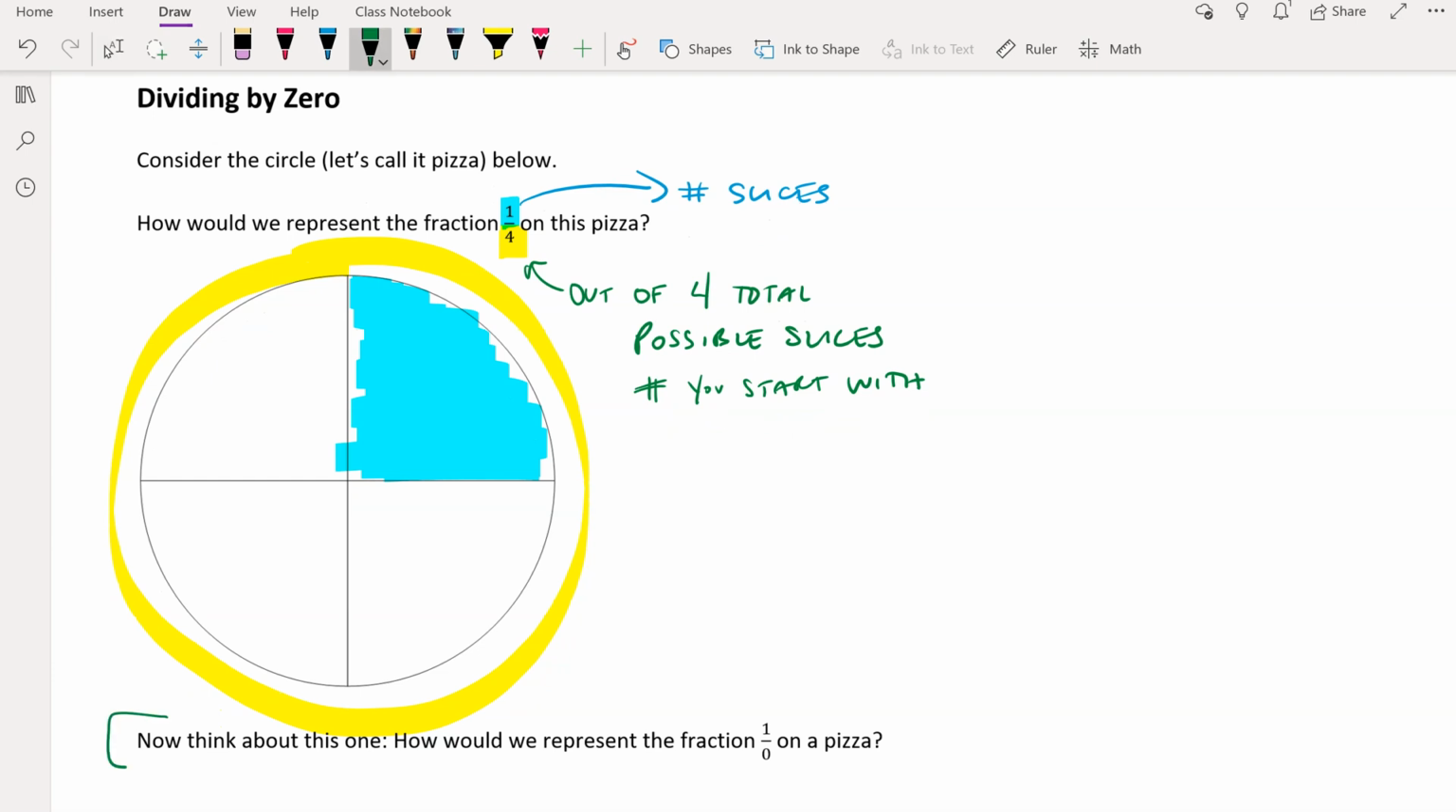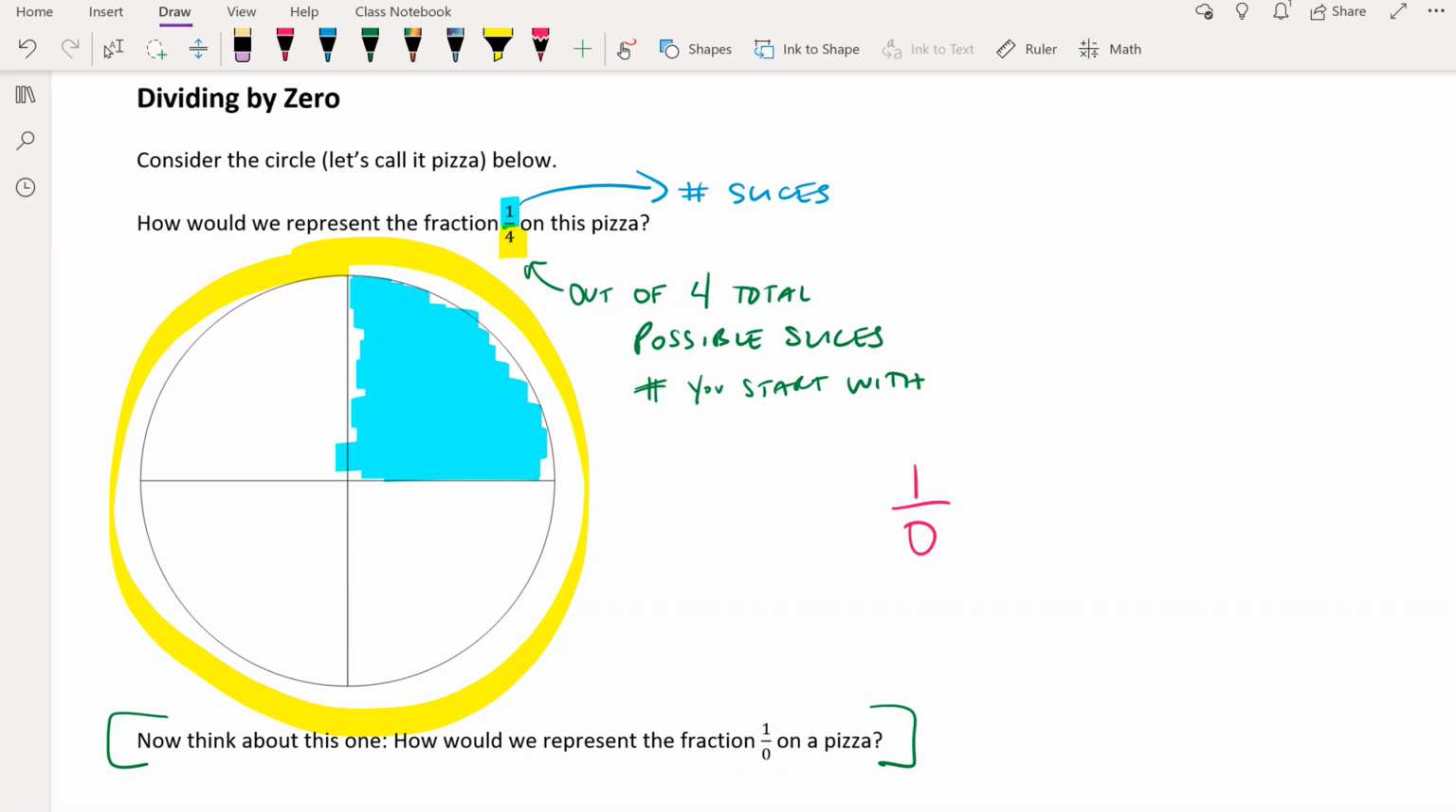Okay, so now that we've talked about how we set up a fraction, let's figure out this next question. So I want you to think about this down here. Now think about this one. How would we represent the fraction 1 over 0 on a pizza? How would you represent the fraction 1 over 0 on a pizza? So now we have this fraction, 1 over 0. What would you say?